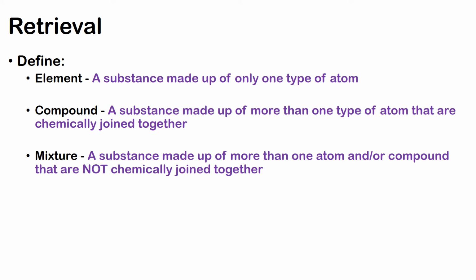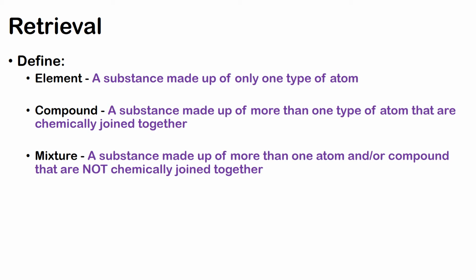So we get different types of mixtures. You might get a mixture that's made up of 2 different types of atom, or you might get a mixture that's made up of 2 different types of compound, or you might get a mixture that's made up of atoms and compounds, but they mustn't be chemically joined together.